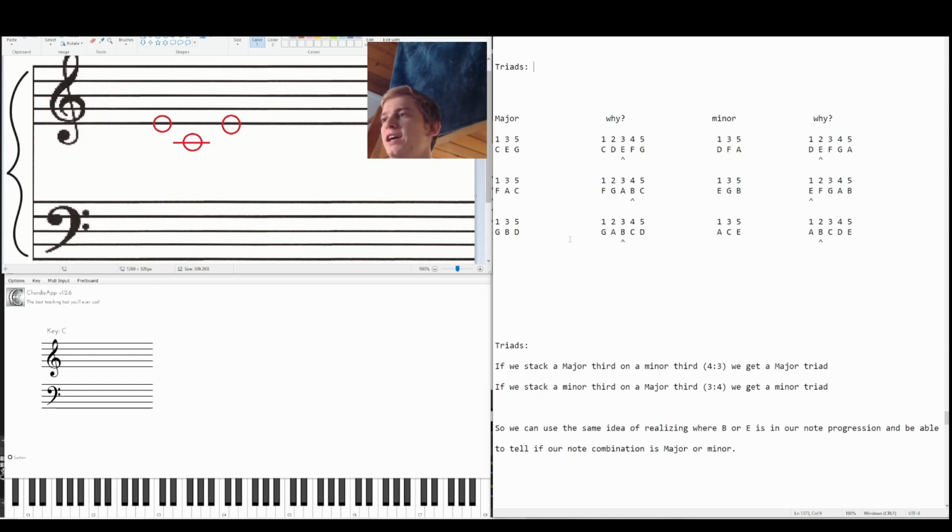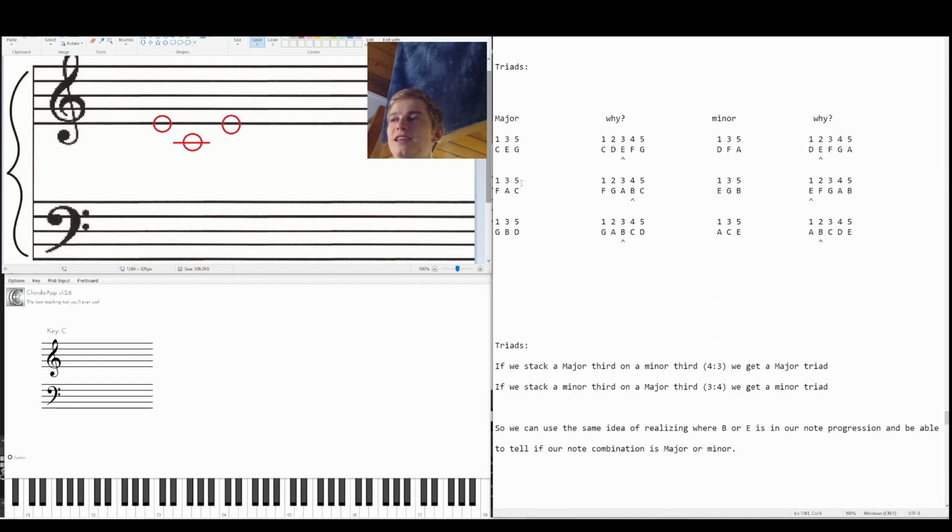So when we're looking at a major triad, we're going to again be looking at the position of this B and this E note. Okay, we got to know something about triads first, and that's if we stack a major third on a minor third, 4 semitones on 3 semitones, we get a major triad. If we stack a minor third on a major third, we get a minor triad.